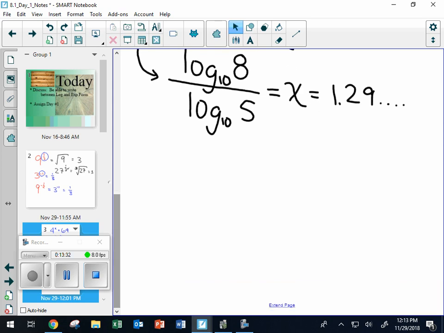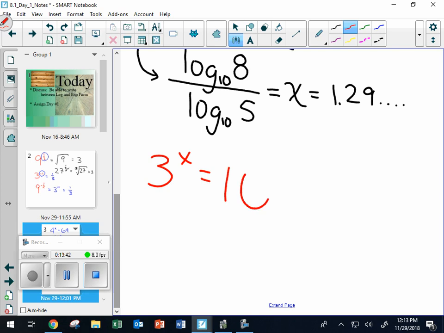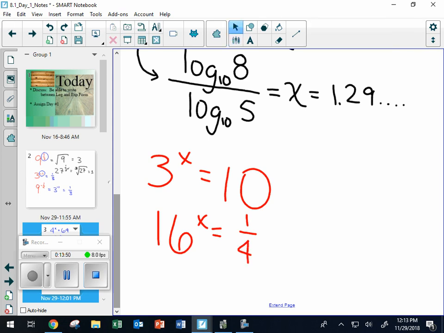Okay, I would like you to try, on your own, 2 more examples of this. One of the examples: 3 to what power will get you 10? And 16 to what power will give you 1/4? So take a few moments. Question? Yes.